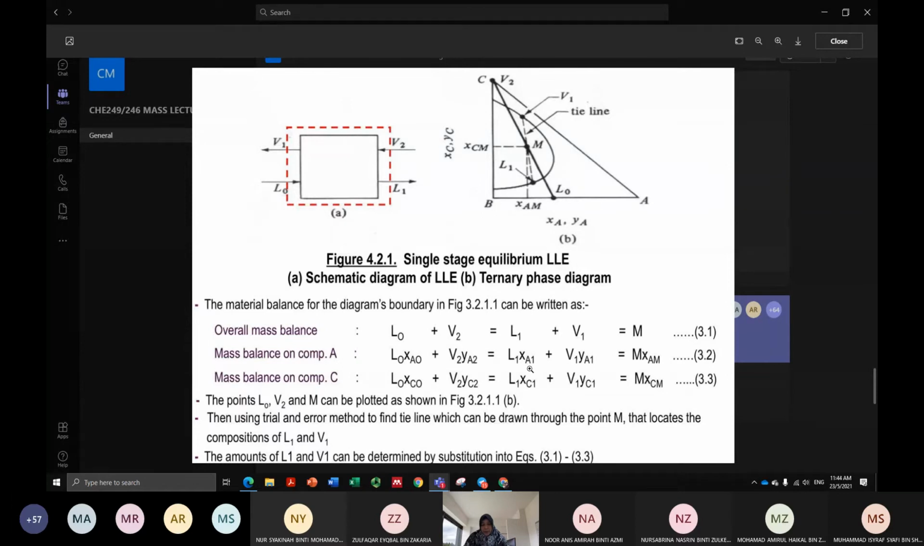Okay. So this is at the raffinate. This is at the extract. They give you the mixture flow rates multiplied by the components of solute at the mixture. Then you can get the other one. If you want to do the mass balance, do the mass balance for A and then followed by C. If you know how to solve for A and how to solve for C, then you know how to solve for B.